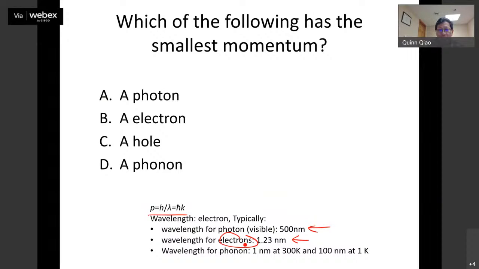That's why the electron has the highest momentum, right? If you think about which one has the smallest momentum, that's what? The photon, right? The photon momentum is so small, okay? So small that you can ignore it, right? That would be A, right? That is the answer, okay?